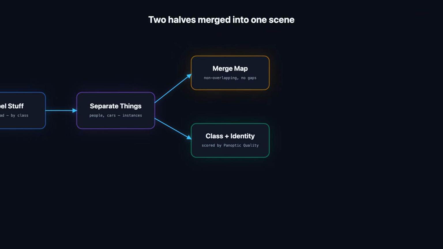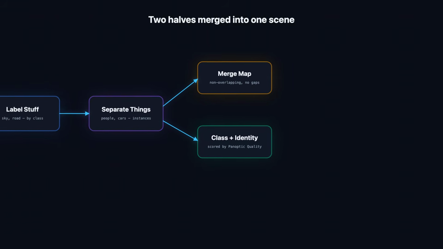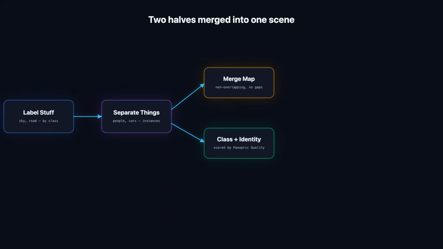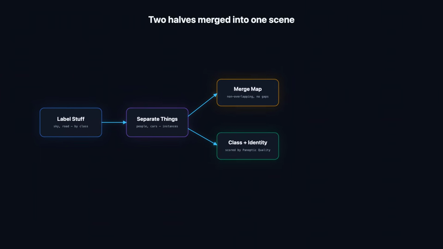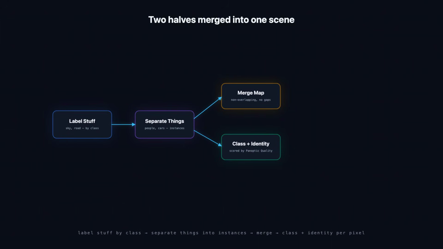Quality here is measured by panoptic quality, often shortened to PQ, a single score that rewards getting both the labeling and the separation right at the very same time.